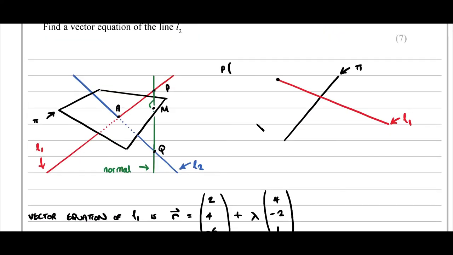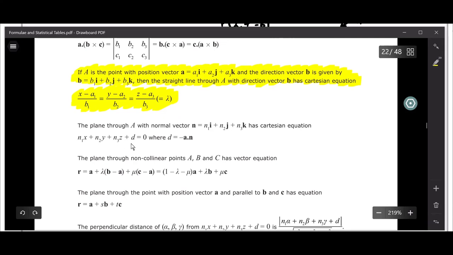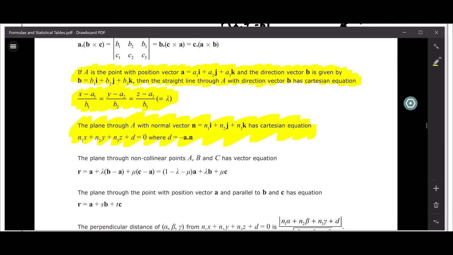So let's just add this to the diagram. We have over here our point P with coordinates (2, 4, -6). Okay. And this point A, where the line L1 intersects the plane, we can write a general form for the position vector of A, and then using this form over here, we can find out the value of lambda, and then substitute that back into the position vector of A to find out the coordinates of A.